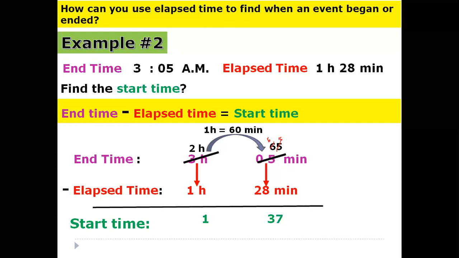Can you tell me what is the starting time? Is it in AM or PM? If the ending time is 3 AM, and we know AM means after midnight, look, the elapsed time is just 1 hour and 28 minutes. So we are still so close to 3 AM. So that's AM, of course. We are still in the midnight.